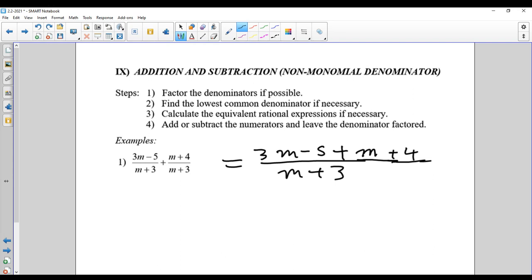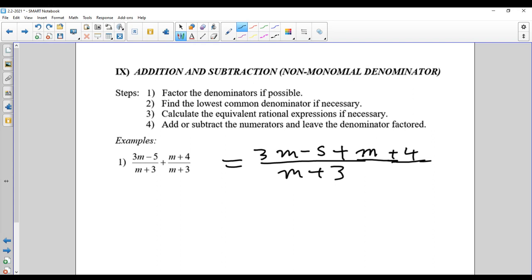Because you're going to ask, what do I multiply m plus 3 by to get m plus 3? It's just 1. So it's just 1 times the top. So it remains 3m minus 5. What do I multiply that by to get that? It's just 1. So it's just 1 times m plus 4. So there's no need to really sweat this one. All right? This is just a standard, put your two numerators together because your denominator is already the same.